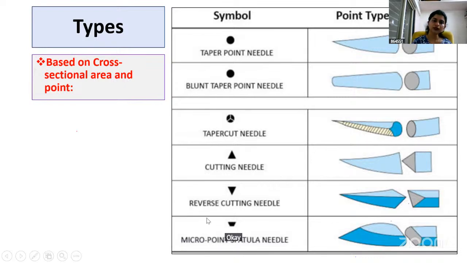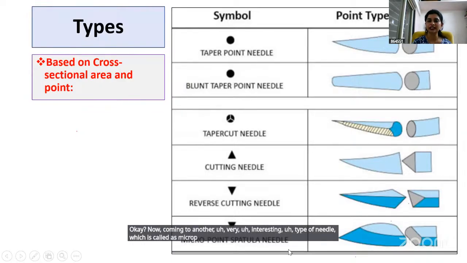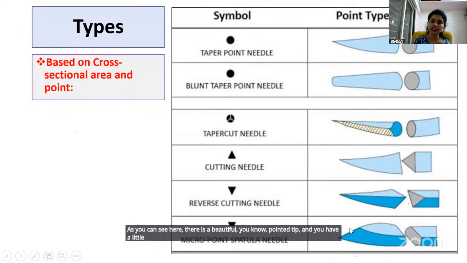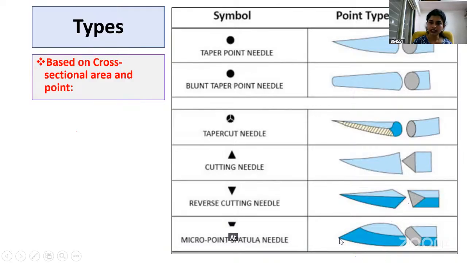Okay. Now coming to another very interesting type of needle, which is called the micropoint spatula needle. As you can see here, there is a beautiful, pointed tip, and you have a little cutting kind of an edge that is present in the needle to begin with.